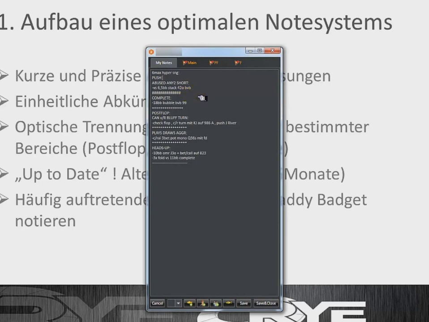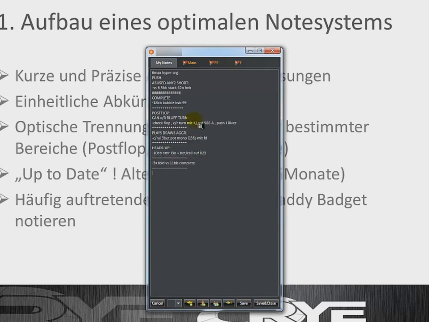I separate it with the hashtag. Then I write everything down about steal, re-steal and complete. I separate it with the plus signs. Then we have the post-flop area and I separate it with these signs. When I have more than one node, I separate it with the same signs, as you can see. And heads up, I separate it with this line when I have more nodes than this one.